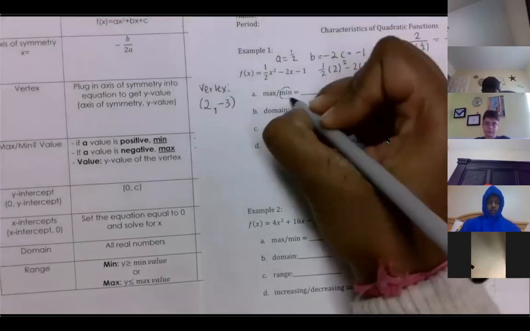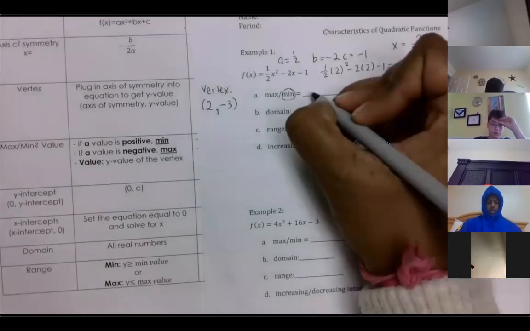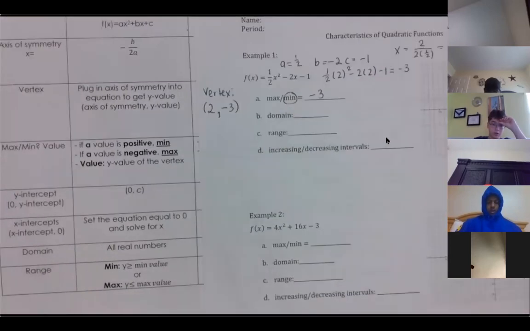And then what would that value be, JJ? It would be -3. Because it's the Y value of the vertex. Good job. All right, we're going to pause right here and we're going to go ahead and graph this before I talk about the domain, range, and increasing/decreasing.